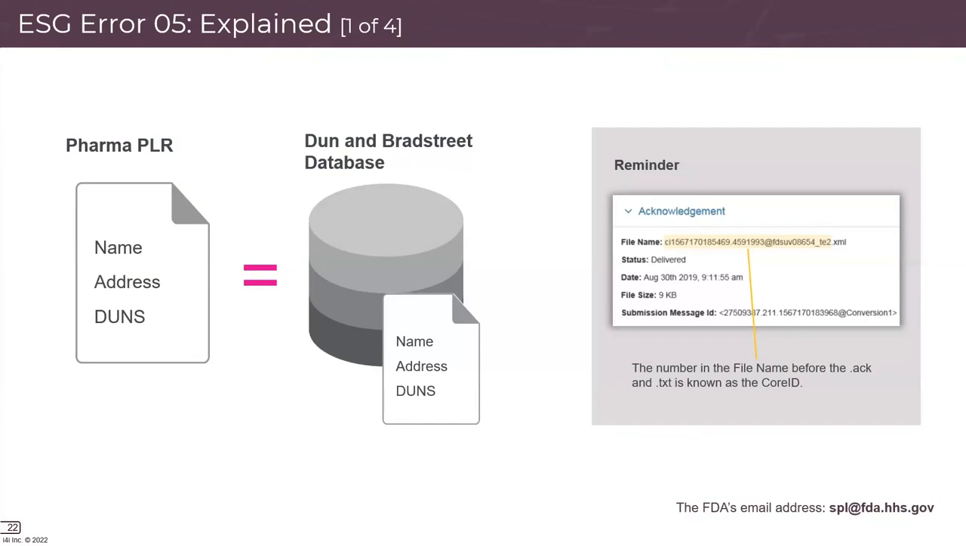The ESG assigns a unique identifier to the submission called the core ID. The acknowledgement with the .ack extension has the core ID as its file name. This acknowledgement is known as the ACK2. The ACK2 is generated with a submission timestamp and the core ID. The user should use the core ID as a reference for any submission-related queries sent to the ESG team.